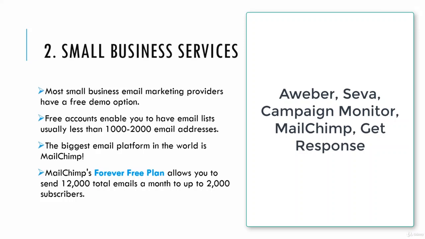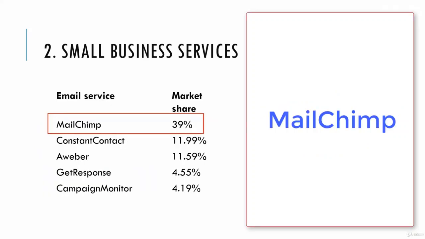But MailChimp's Forever Free plan allows you to send 12,000 total emails per month up to 2,000 subscribers. So a lot of small businesses can stay on this Forever Free plan. MailChimp has the largest share of users on the market and really have an easy to use and friendly user interface. I use MailChimp for nearly 90% of my clients. Even as you grow, they have really competitive pricing for those large 50,000 plus email list sizes.